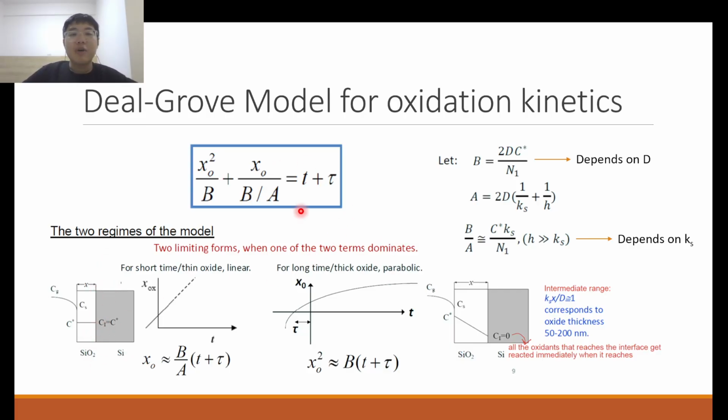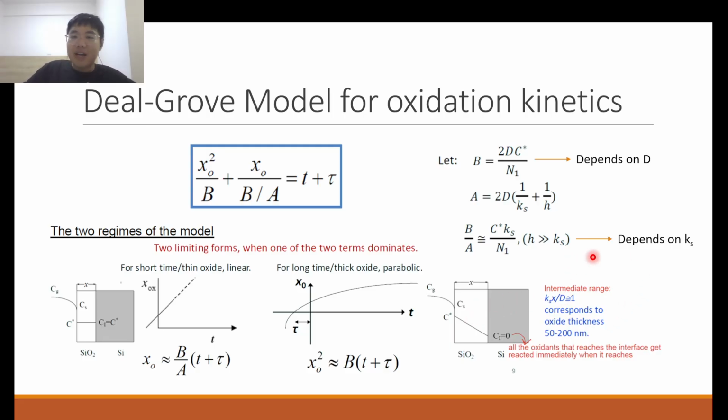However, when your X naught becomes larger and larger, we realize that the square term dominates. And so we can simplify this equation to consider only the square term, and we see a relationship dependent only on the other constant B, which is dependent only on diffusivity. So you can consider this a diffusion control regime. Intuitively, this is because in this regime, the oxide layer has grown so thick that it is no longer the surface reaction that controls the rate, but the long diffusion time it takes to diffuse across the oxide layer that controls the rate of the oxidation process.